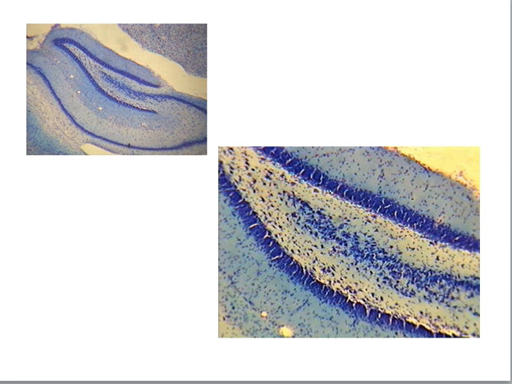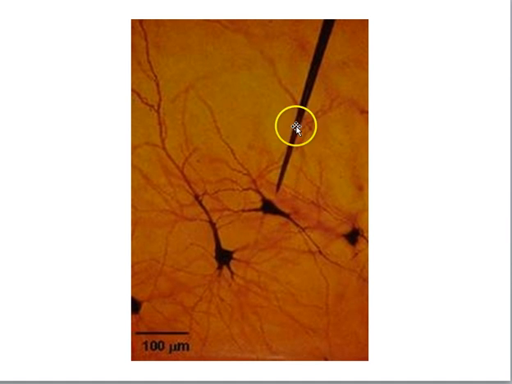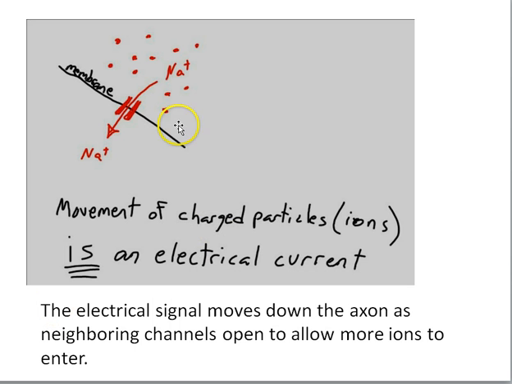Now, brain cells are electrically excitable so that we can actually record the electrical activity of populations of cells or individual neurons. This would be a microelectrode, and you're actually seeing one neuron here. The electrical nature of brain cells has to do with the fact that they move charged particles across their membranes, and when a charged particle is on the move, that's an electrical current.